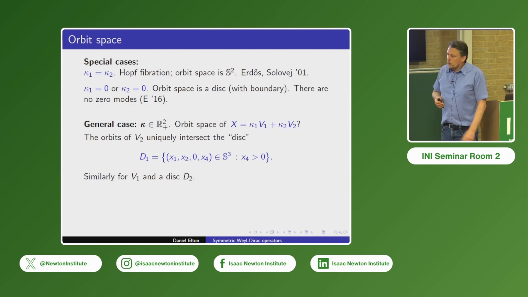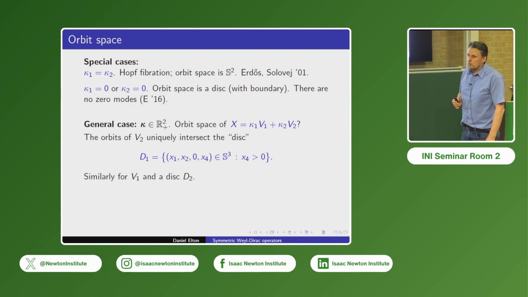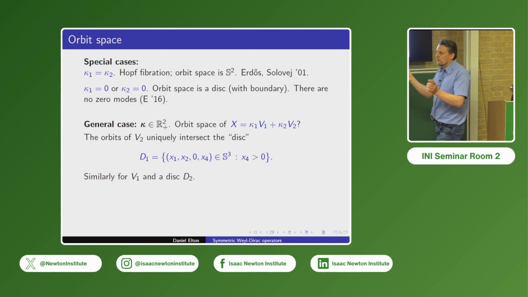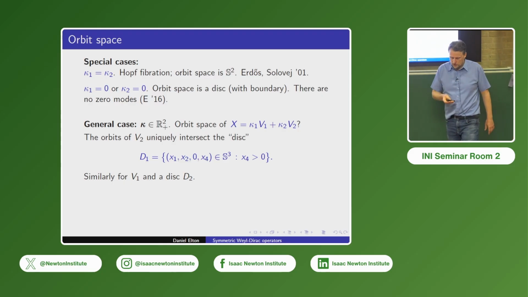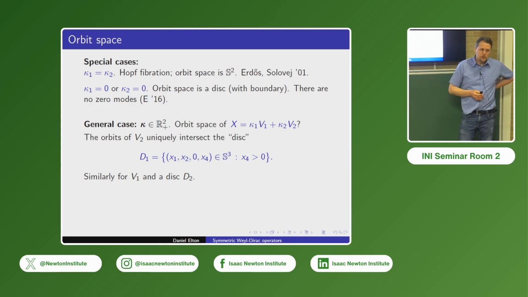So these individual rotations are not too bad. They can be indexed by points on a disk. The boundary of the disk are the fixed points for those individual rotations. But now we need to combine them.